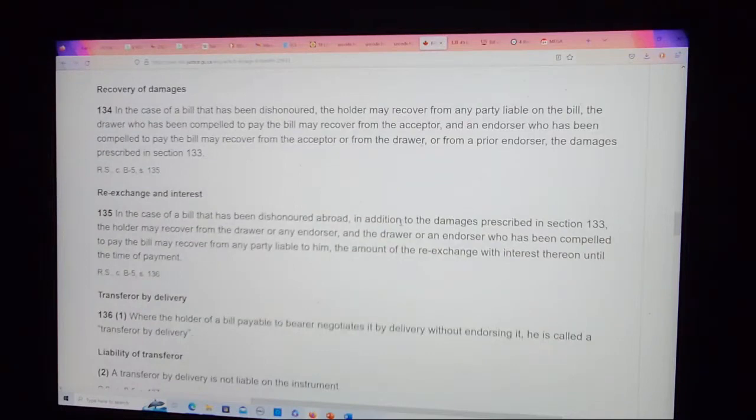Recovery of damages, 134. In the case of a bill that has been dishonored, the holder may recover from any party liable on the bill. The drawer who has been compelled to pay the bill may recover from the acceptor, and an endorser who has been compelled to pay the bill may recover from the acceptor or from the drawer or from a prior endorser the damages prescribed in section 133.